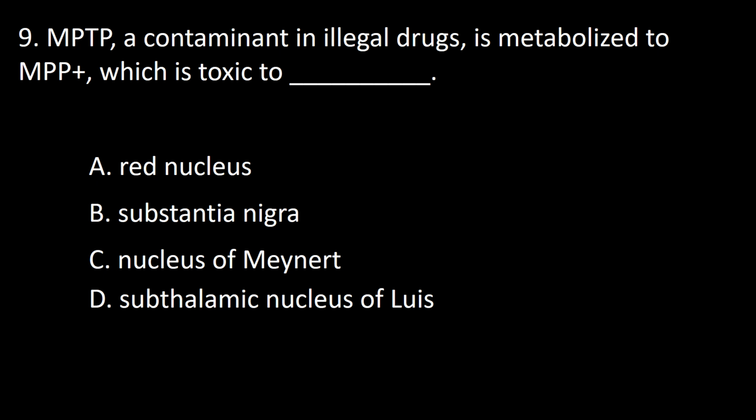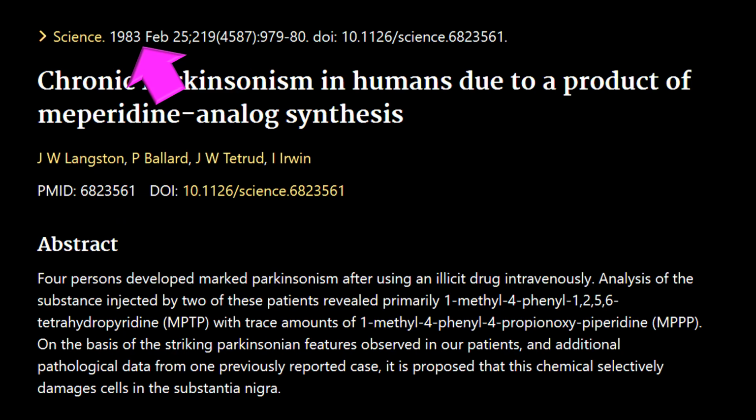Next question. MPTP, a contaminant in illegal drugs, is metabolized to MPP+, which is toxic to: A. Red nucleus, B. Substantia nigra, C. Nucleus of Meynert, D. Subthalamic nucleus of Luys.